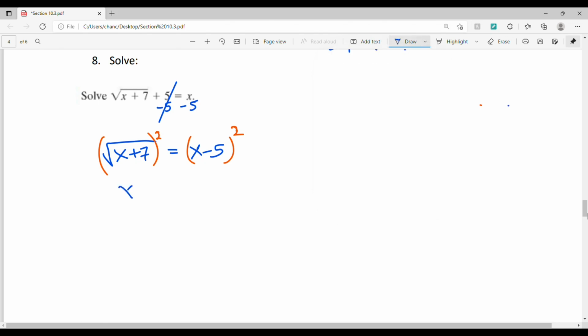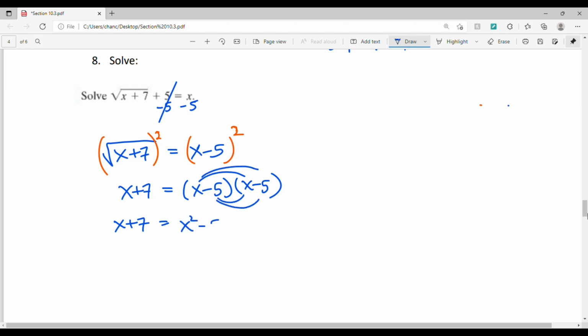So this gives me an x plus 7 on the left, and on the right we're going to have to FOIL. The radical cancels out on the left, but on the right we're forced to FOIL. After we FOIL, we should get the following: x squared minus 5x minus 5x plus 25, and that's from foiling.